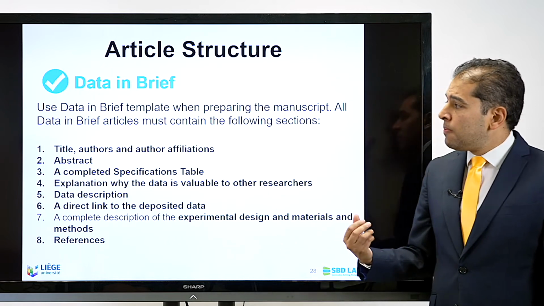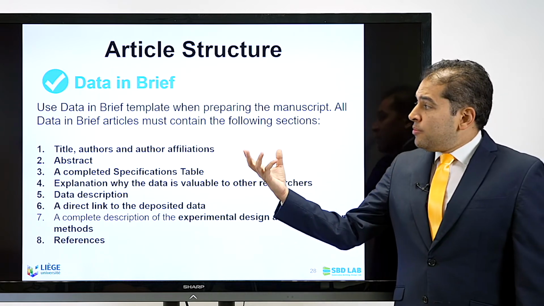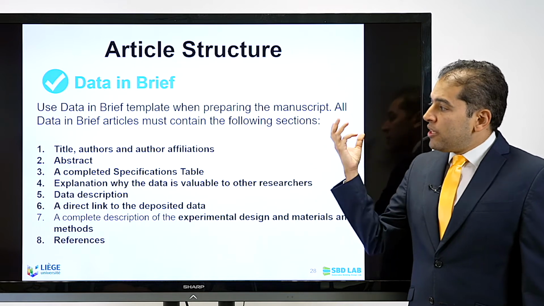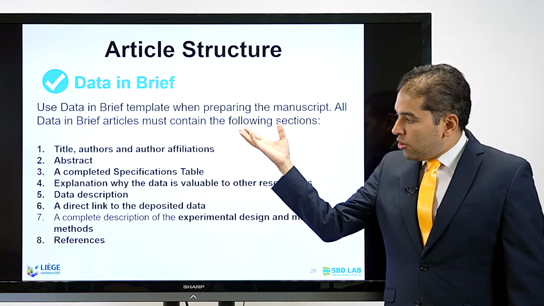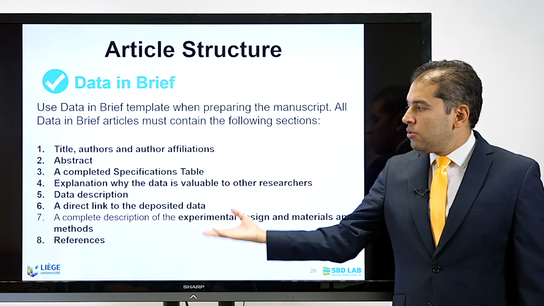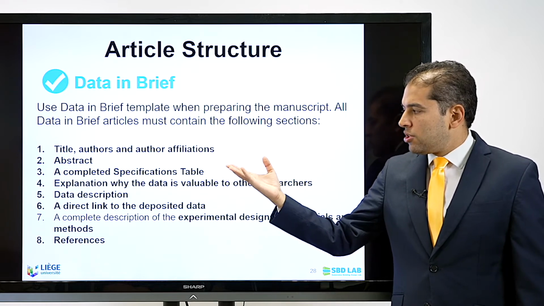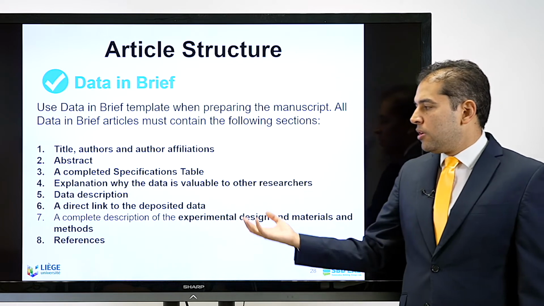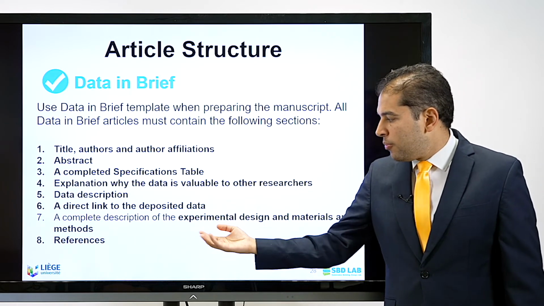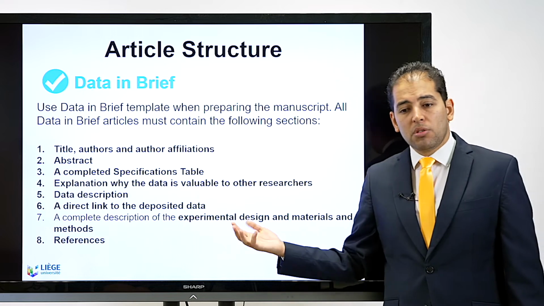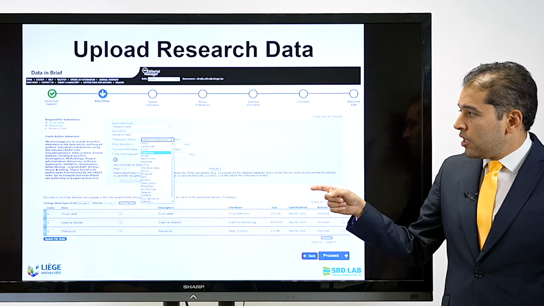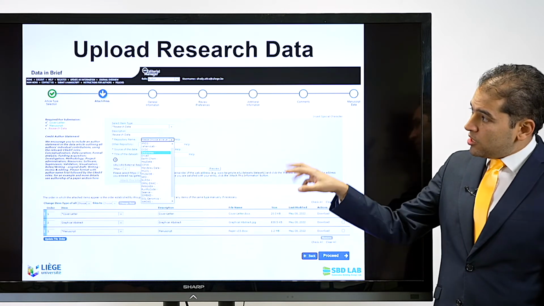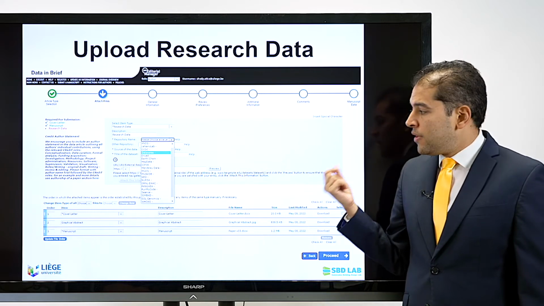request of publication. The Data in Brief template has to be fully respected, and as I showed you earlier, all these aspects have to be included: title, author, affiliation, abstract, completed specification table, explanation why the data is valuable, the users, a complete description of the experimental method, and so on. So I go through it and I start the submission process on the Data in Brief platform.